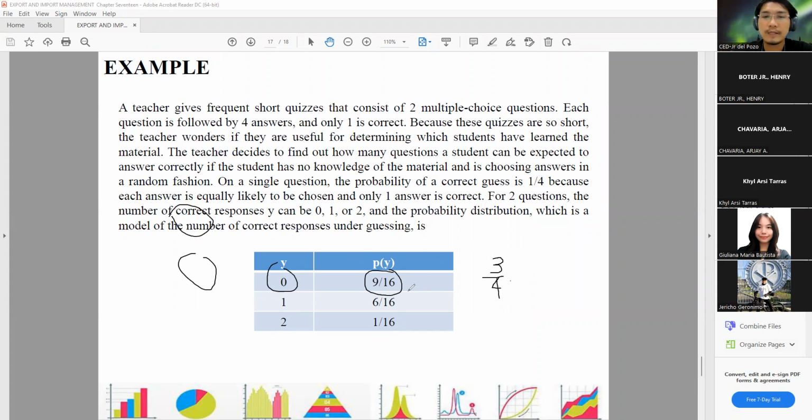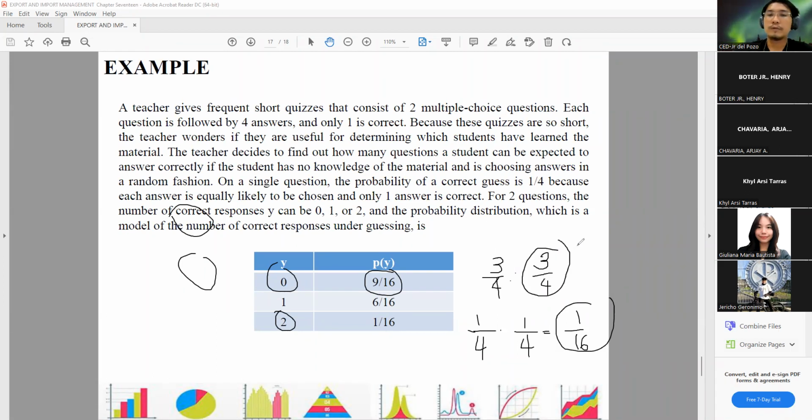Then, ang probability natin to get 0, the probability of failure is 3/4. The probability of getting 0 is also 3/4. So, which makes 9/16. Now, since you want to get a perfect score, that is the probability of success 1/4 from a 1/4 probability of chances of success. So, which gets you 1/16.